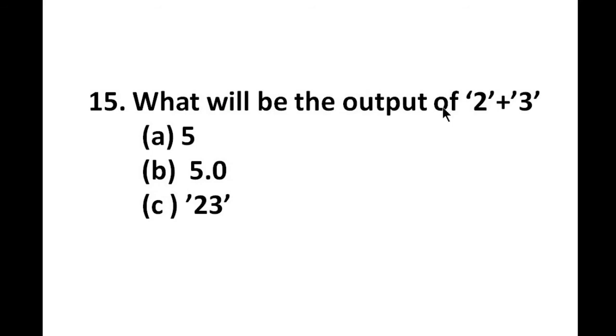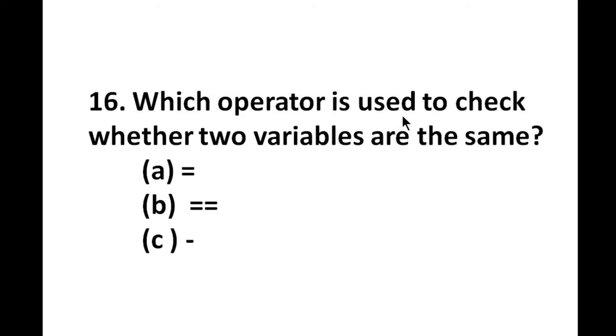What will be the output of '2' + '3'? It is '23'. Here 2 is a string and 3 is also a string. So if you use addition operation, it will do string concatenation. You will get 23 as a string. Which operator is used to check whether two variables are the same?